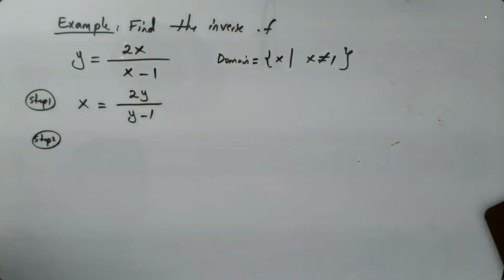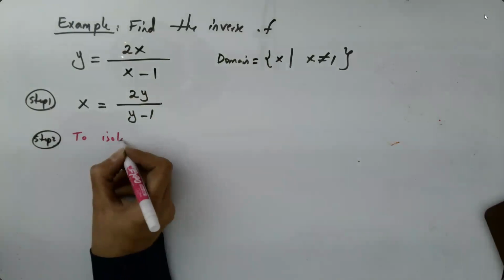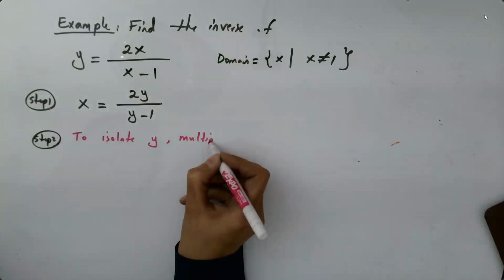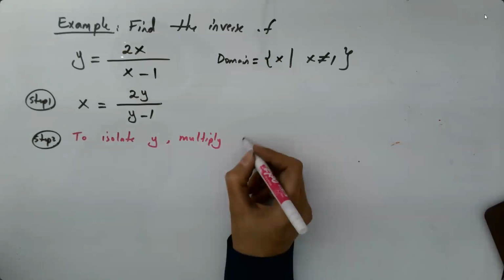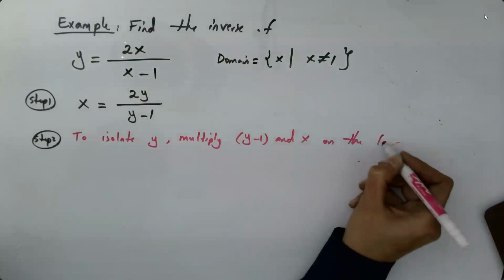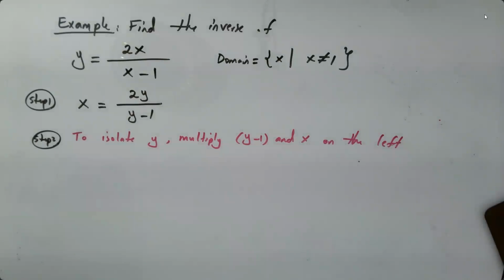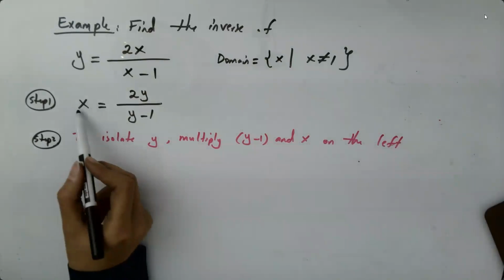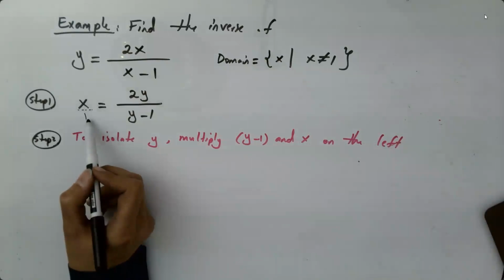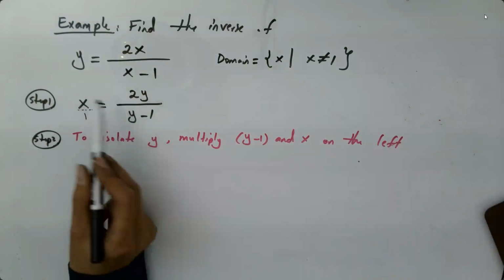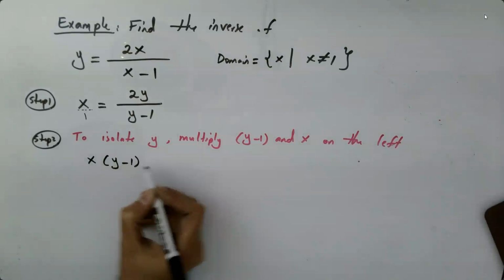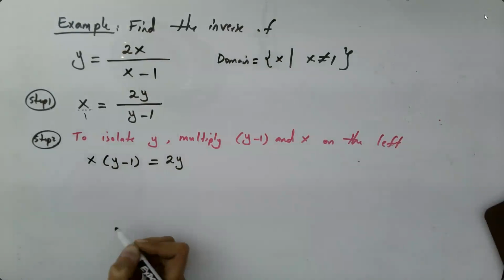To isolate y, multiply y minus 1 and x on the left. Okay, what do I mean by that? I'm just doing the cross multiplication, right? The denominator not given, so it is an invisible denominator 1. I'm multiplying x and y minus 1. So I get x times y minus 1 equals 2y.